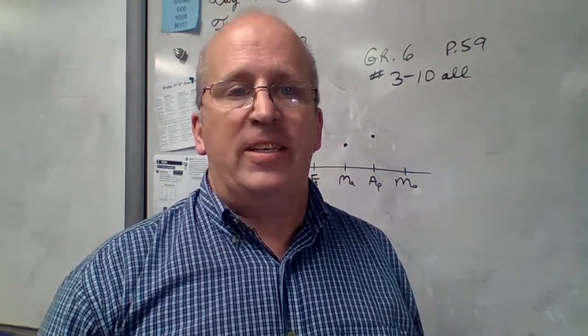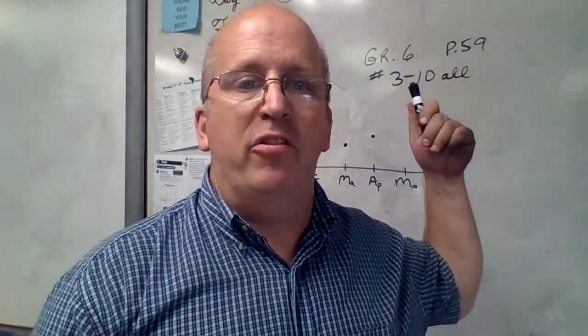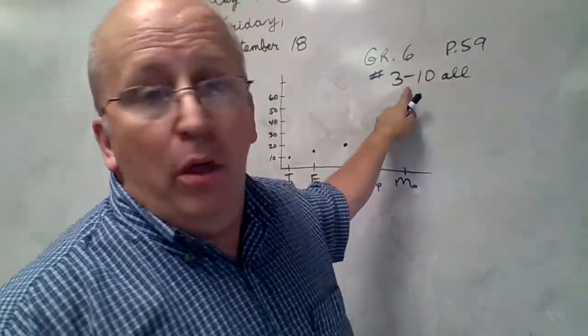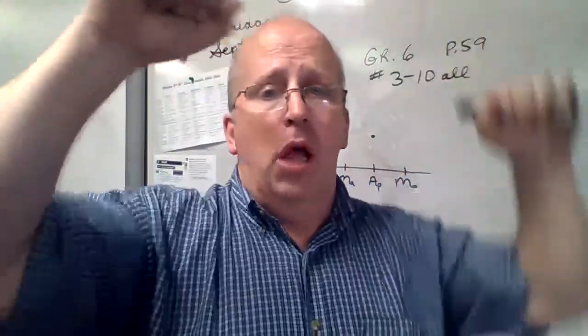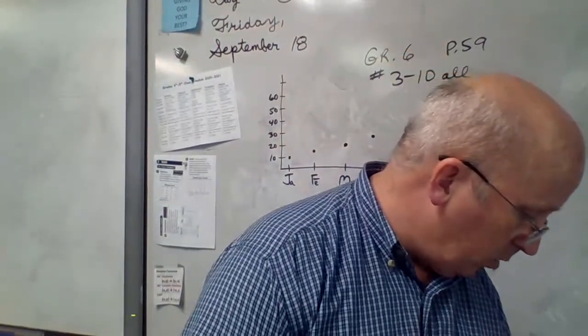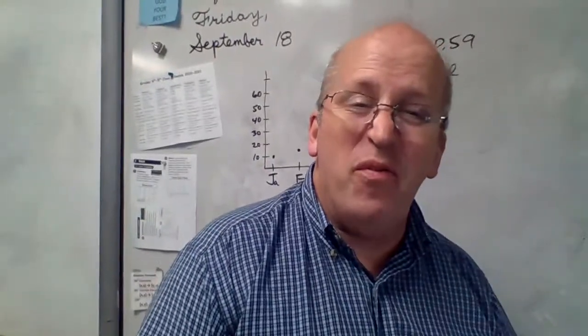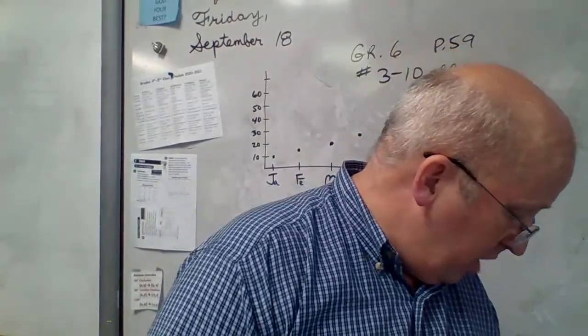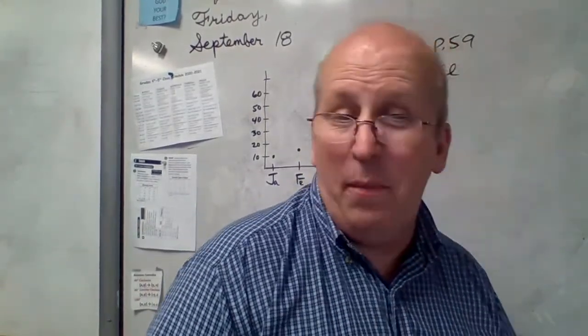Hi, grade 6. This is your math lesson 4, page number 59, numbers 3 through 10, all. Yay, word problems. Okay, first word problem is talking about the climate in Memphis. And the graph is showing high temperatures and low temperatures for different months.